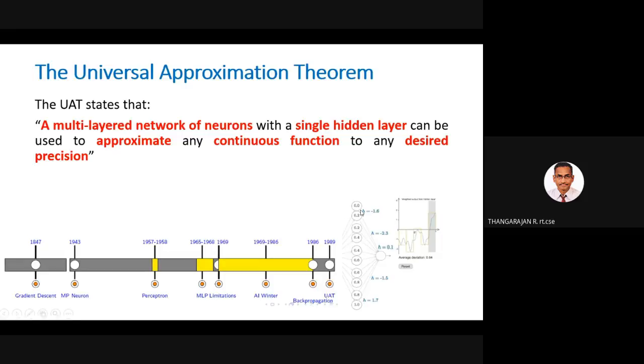Here in the diagram, I have shown some inputs, the input layer, and this is the hidden layer, which is connected to a single output layer. You see a zigzag wave, and this zigzag wave is an arbitrary continuous function. By adding more and more neurons to this hidden layer, we can approximate this continuous function to a desired precision. The only thing is that you have to keep on adding neurons to the hidden layer. This theorem is called the universal approximation theorem. This was a milestone, and the theorem was pronounced in the year 1989. It is called the UAT, the universal approximation theorem.